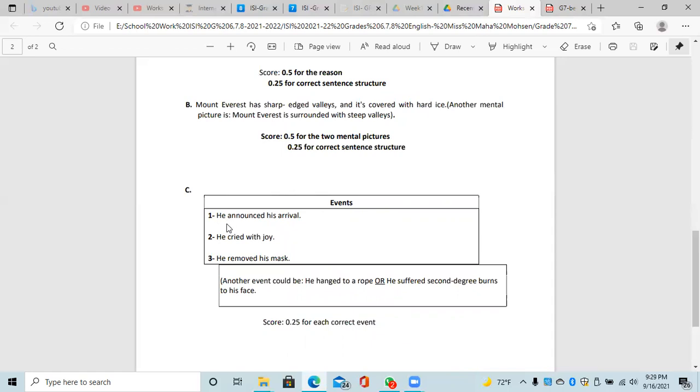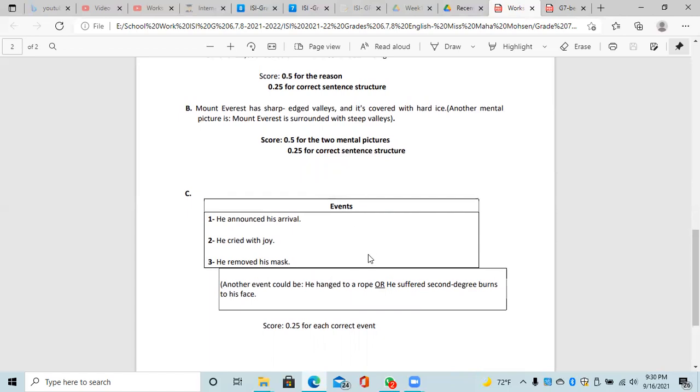First, when he reached the summit, he announced his arrival. He told everyone that he officially arrived at the summit of Mount Everest. And then he cried with joy because he was so happy, for completing his goal. And then he removed his mask. And you can add another event. For example, he hung on to a rope. He suffered second degree burns to his face.